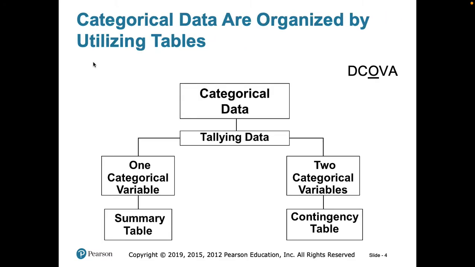So remember, categorical data is data that you can break into categories, right? If you have a survey asking people, do you use Facebook? Yes or no? So category yes, category no, maybe a third category that says maybe. When you have categorical data like that, you want to use tallying data. And then you can have one variable. If that's the case, you want to use a summary table. If you have two or more categorical variables, then you want to use a contingency table.